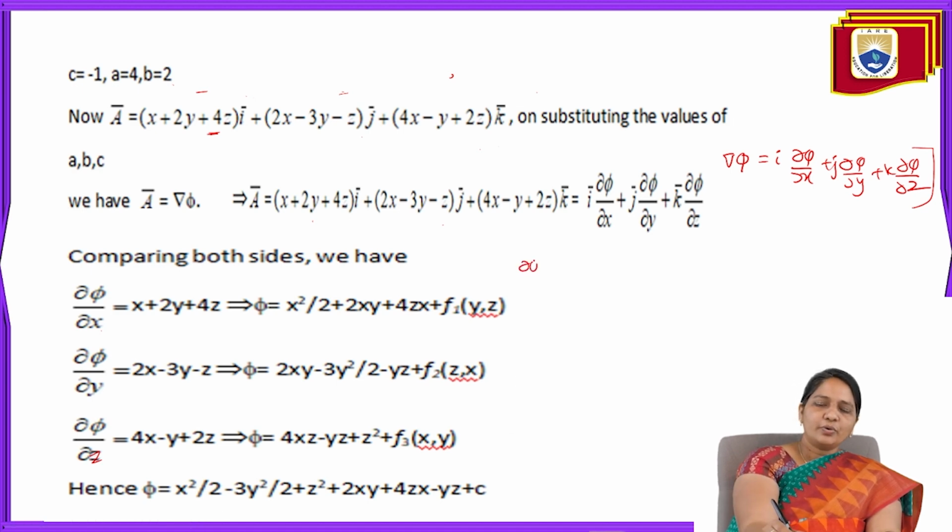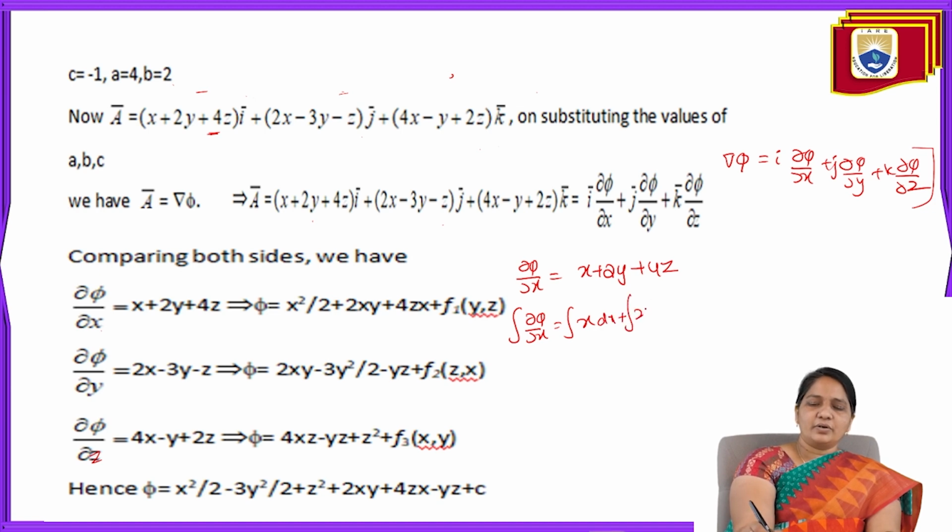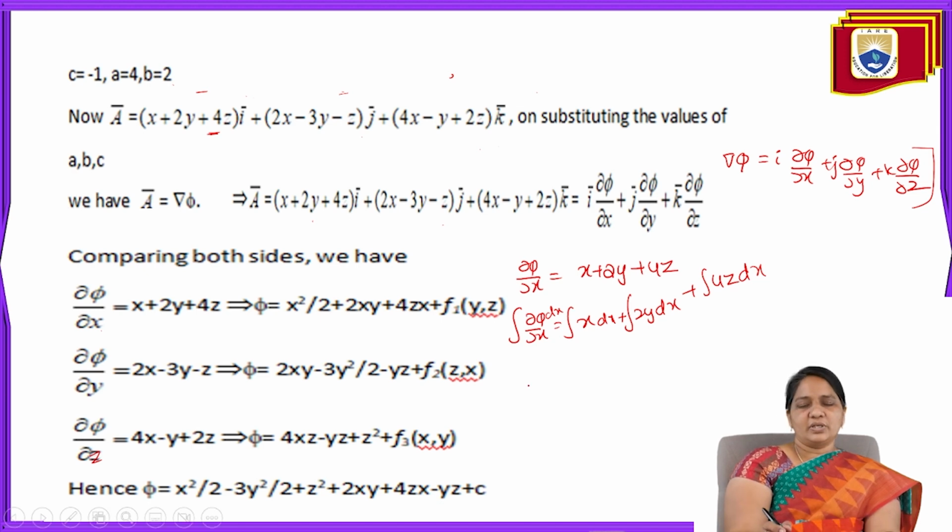First one is dou pi by dou x equal to x plus 2y plus 4z. Now we are doing the integration on both sides. Integral dou pi by dou x equals integral x plus integral 2y dx plus integral 4z dx, because we are doing this with respect to x. So integral and differentiation will be cancelled, and finally we will get pi here.